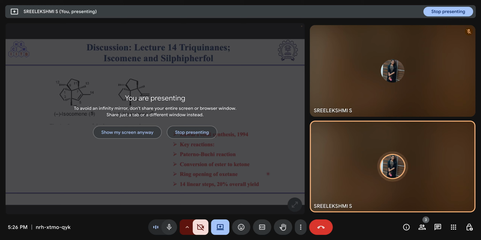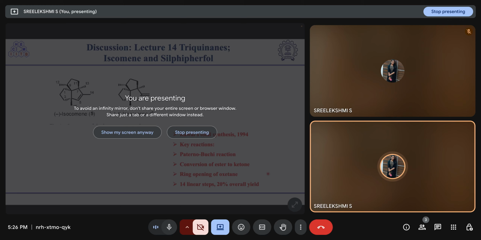Then we have also seen the Paterno-Buchi reaction, which is the 2 plus 2 photochemical reaction between an alkene and a ketone to form an oxetane. Then we have seen the conversion of ester to ketone by beta ketosulfides, which are valuable synthetic intermediates that permit simple, economic, and efficient synthesis of ketones. Then we have seen the ring opening of oxetane, and this total synthesis was completed in 14 linear steps in 20 percent overall yield.